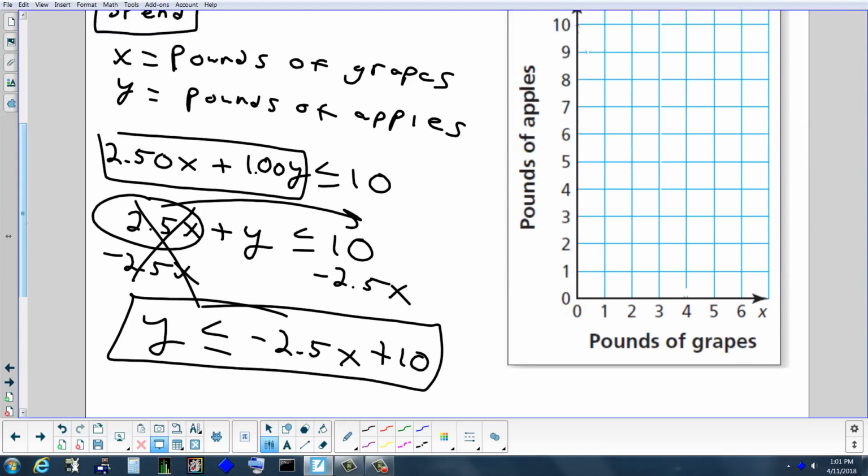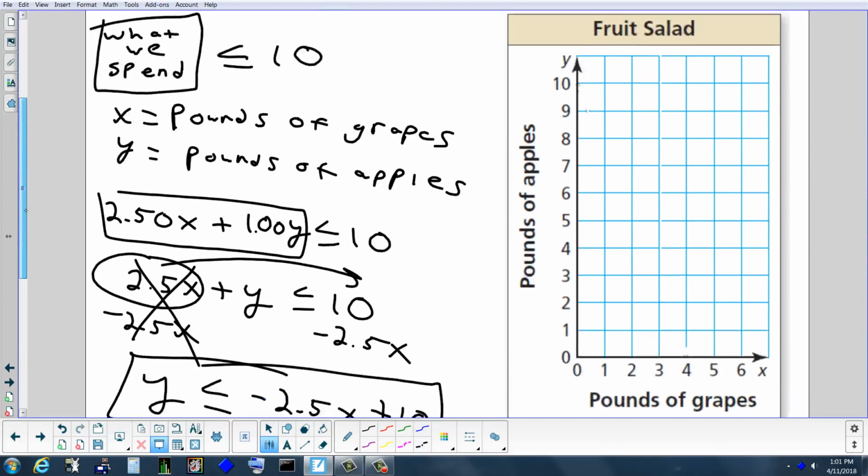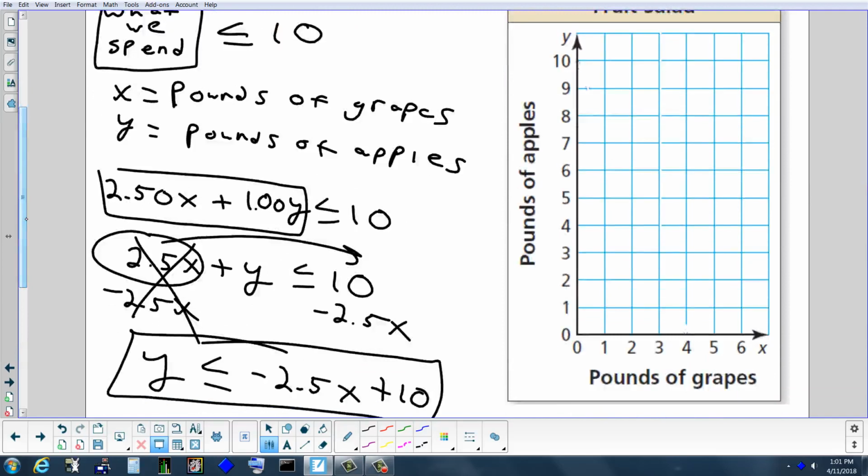All right, now let's look at it. To graph it, what do I do first? I have y, and then I have negative 2.5x plus 10. It's already in the form, so you don't have to check for that. Go to b, the y-intercept, and then you go to 10. And then what? You make a dot.